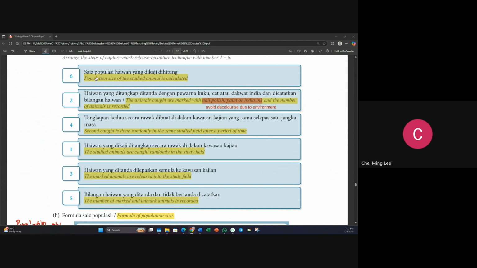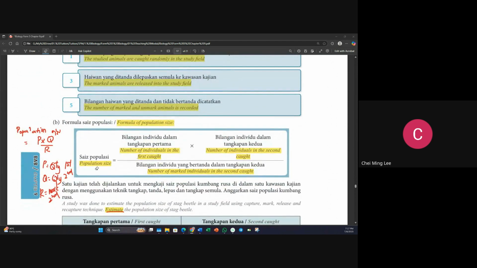Then we calculate the population size. With this, we have the formula: the number of individuals in the first cohort multiplied by the number of individuals in the second cohort, divided by the number of marked individuals in the second cohort. Total I catch times the second time total I catch, no matter ink or no ink. Then I divide by the number of marked ones in the second catch.